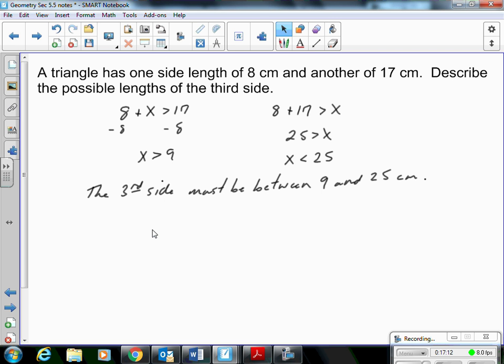So if it gets bigger than 25, then 8 plus 17 is not going to work to make a triangle. And if it's smaller than 9, then that side plus the side that's 8 won't be bigger than 17. So the smaller given side plus the third side that we don't know has to be bigger than the side that we do know. And then the two sides we're given have to be bigger than the side we don't know. So questions there? Anybody?